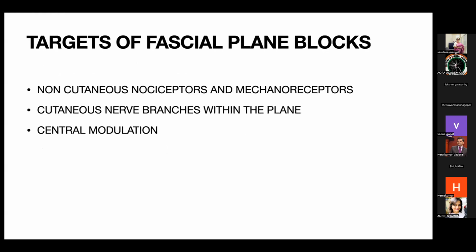Your targets of fascial plane blocks are the non-cutaneous nociceptors and mechanoreceptors, then the cutaneous branches within the plane, and the central modulation. The central modulation occurs via the wide dynamic range neurons in the dorsal horn. Fascial plane blocks inhibit the peripheral nociceptive inflow, leading to modulation of the wide dynamic range neurons present in the dorsal horn. This leads to secondary central analgesia.